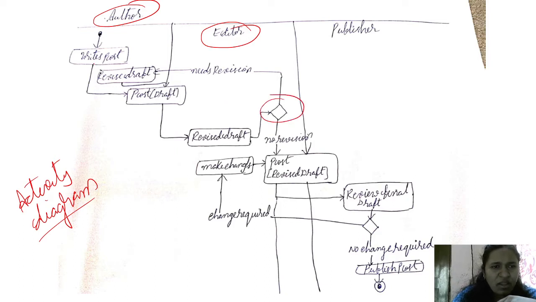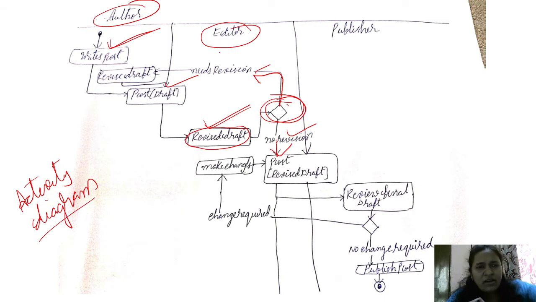Here the author writes the report and he posts the draft. Now, what will the editor do? He will revise the draft. Okay, he will revise the draft. If there is no need of any revision, then he will post the draft. But if there is any need of changes or any revision to be done by the author, the editor will send that draft again to the author. Here it is showing the condition.